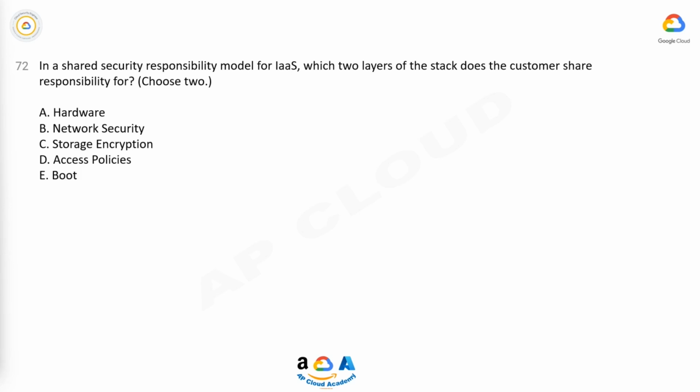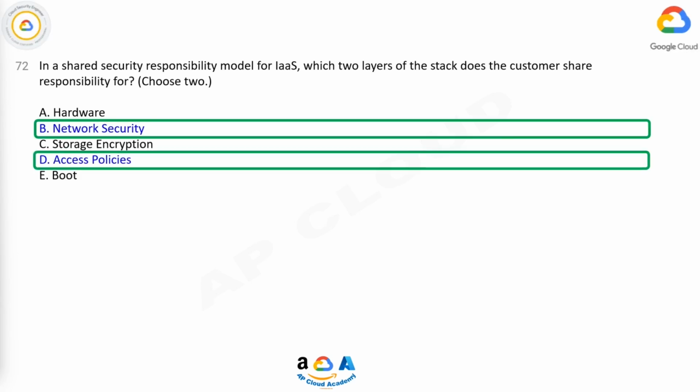72. In a shared security responsibility model for IaaS, which two layers of the stack does the customer share responsibility for? Choose 2. A. Hardware. B. Network security. C. Storage encryption. D. Access policies. E. Boot.